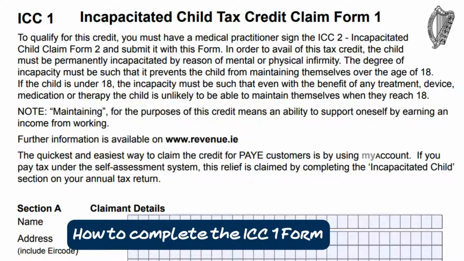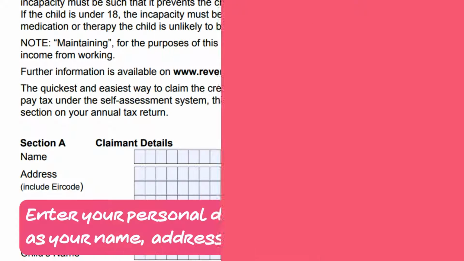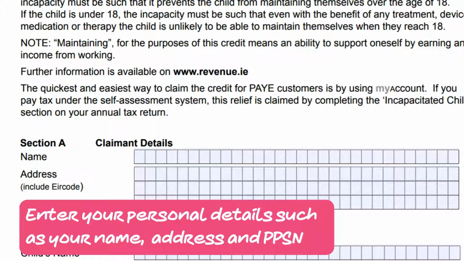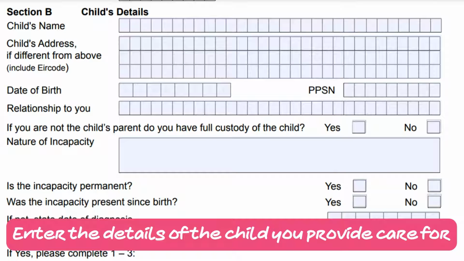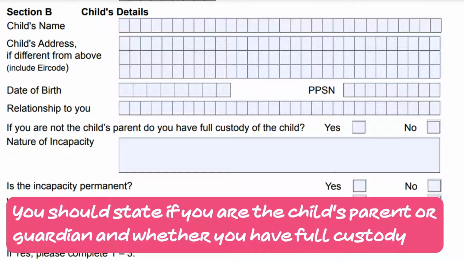How to complete the ICC1 form. Step 1. Enter your personal details such as your name, address, and PPSN. Step 2. Enter the details of the child you provide care for. You should state if you are the child's parent or guardian and whether you have full custody.